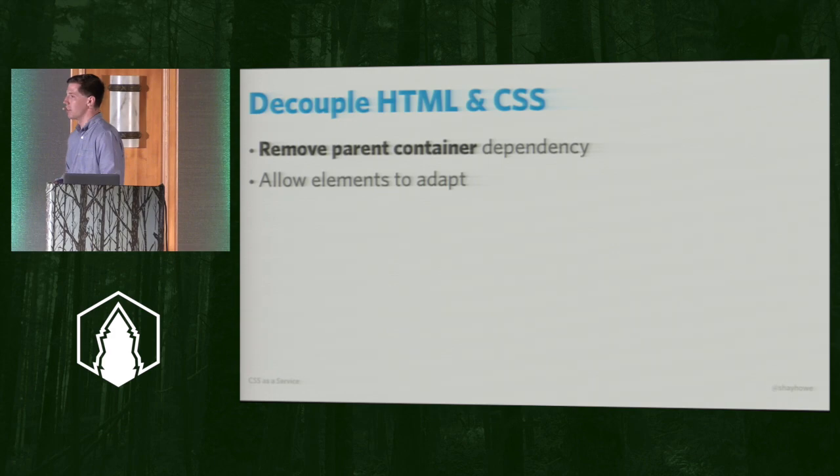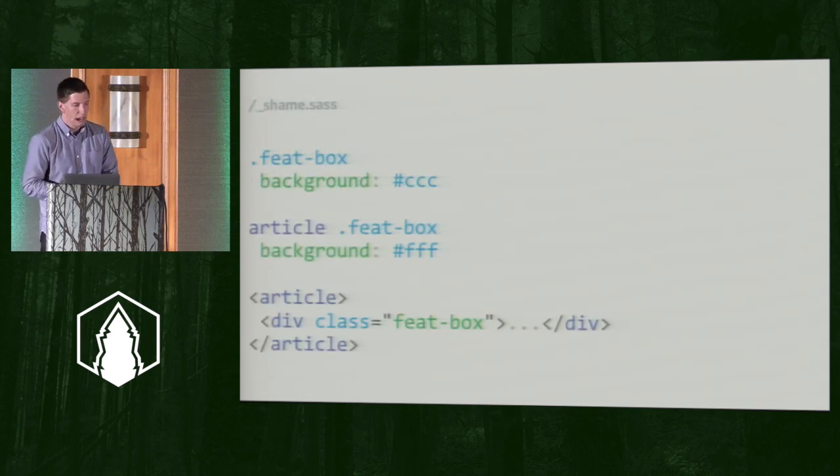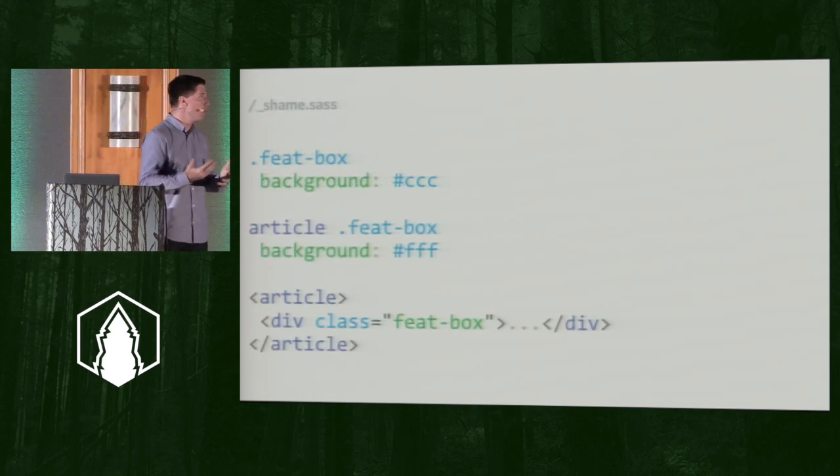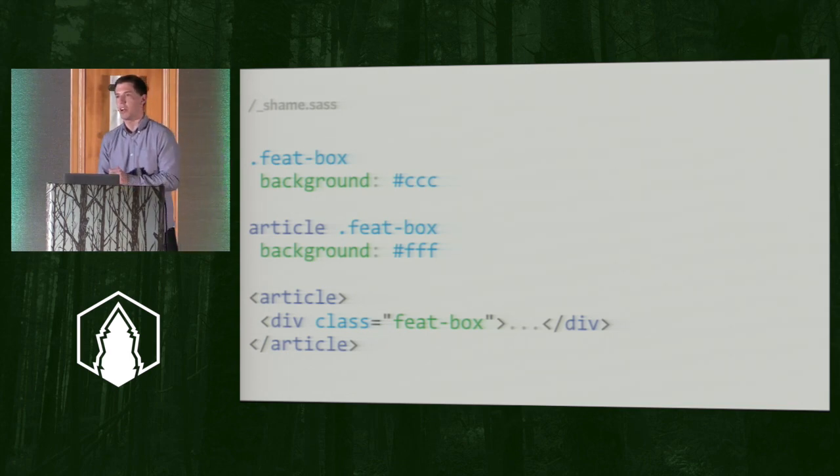As such, we had to make sure that they didn't have any parent container dependencies, right? That would allow us to change any of the elements as intended with semantics. And we didn't want to have a handful of CSS overrides baked into our styles as well. So here you can see we have this featured box. And when the featured box is left alone, it has a gray background. When it's dropped inside of an article, it has a white background.